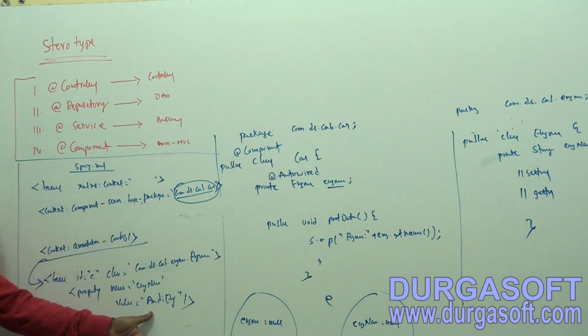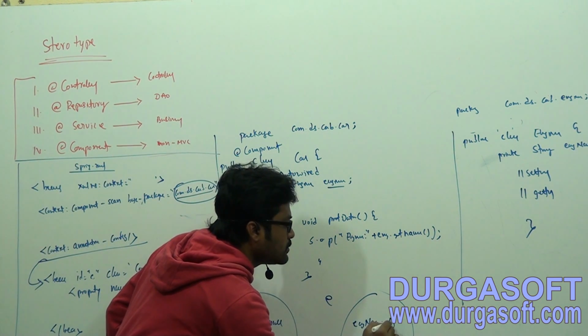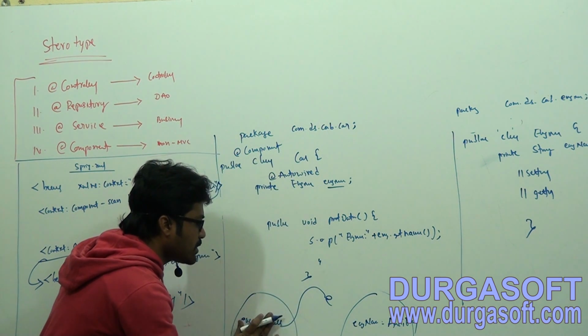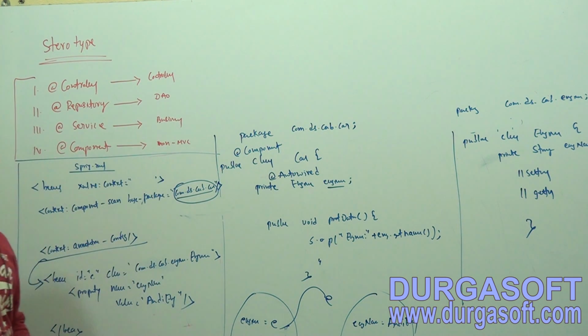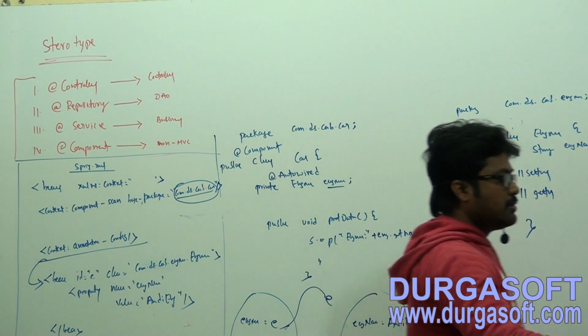Then again here you are passing some value, and it will override that value here. After that it will pass the same engine reference here and override the null value. Automatically it will inject. Okay, so you can see here.